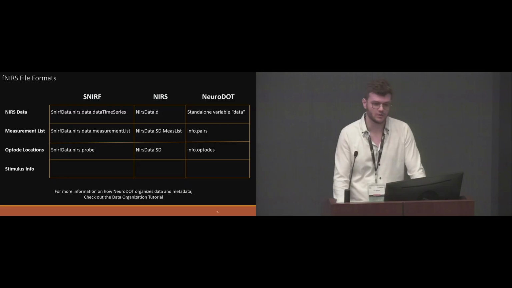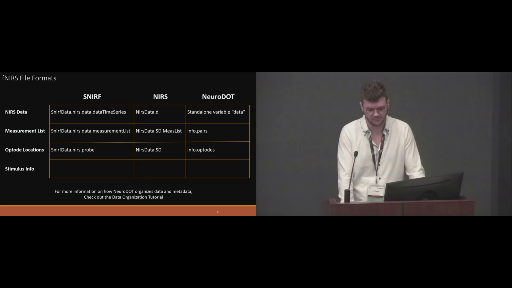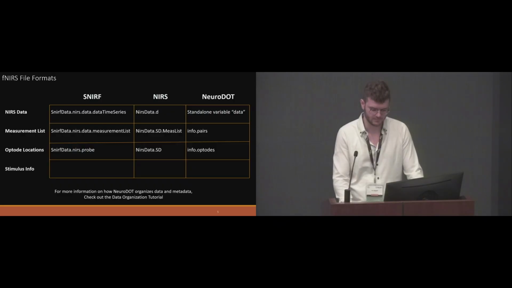Optode locations are also incredibly important, especially when it comes to model generation. We want to have accurate 3D and 2D positions of everything. In SNIRF, those are located in the .nirs.probe. Again, in the NIRS, it's in the .SD field. And then for NeuroDOT, it's in that info structure in info.optodes.